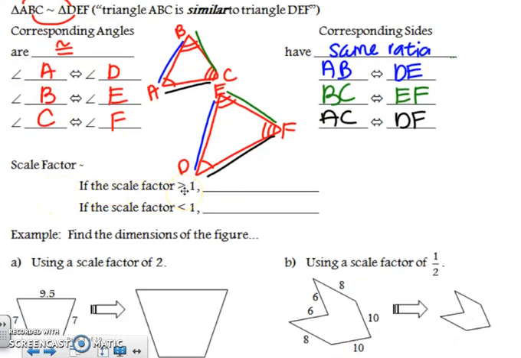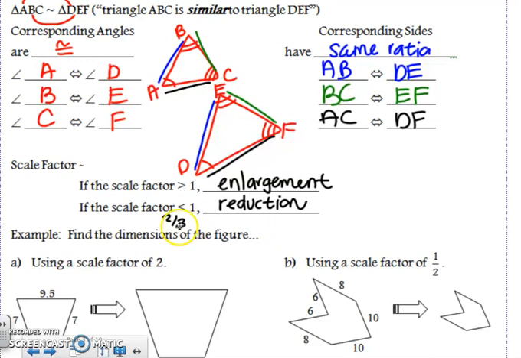If the scale factor is larger than 1, we know it's going to be getting larger, so it's called an enlargement. So if your scale factor is smaller than 1, so typically a fraction, like 2/3, that's going to be a reduction. Okay, so if you see a shape getting smaller, you would expect a scale factor of a fraction. So if the shape is getting larger, I would expect my scale factor to be larger than 1.